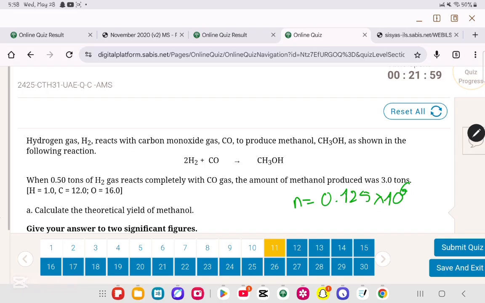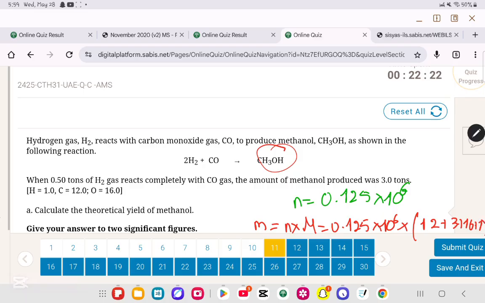Now we need to find the mass. How do we find the mass? It is number of moles times the molar mass. So 0.125 times 10 to the power of 6 times the molar mass of CH3OH. What's the molar mass of CH3OH? It is very simply 12 plus 3 plus 16 plus 1. We put it on the calculator and we get 4 million grams.